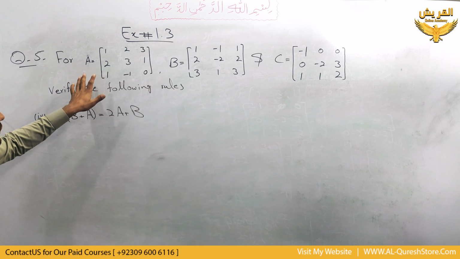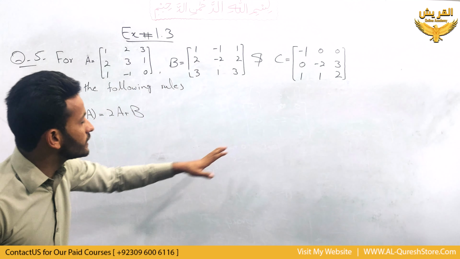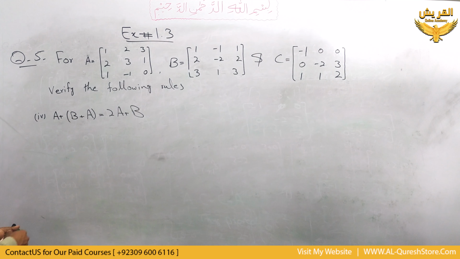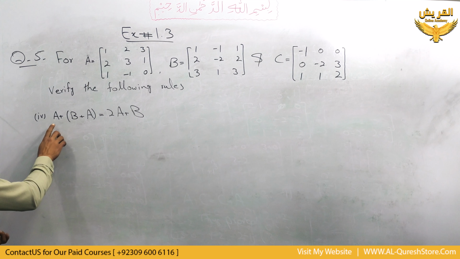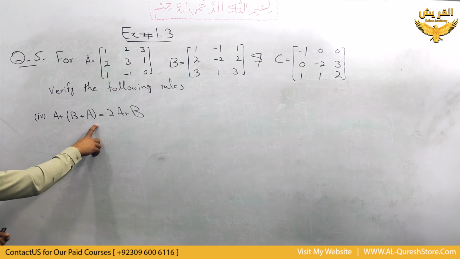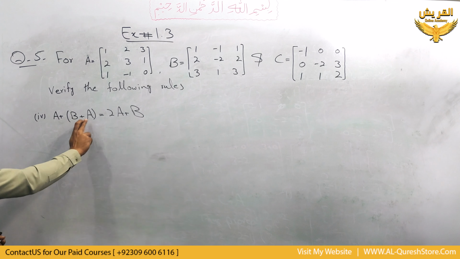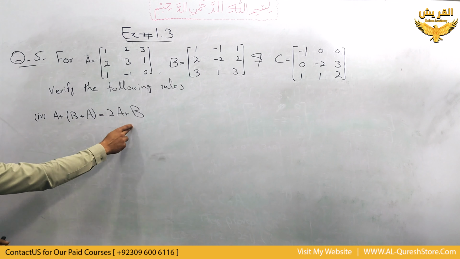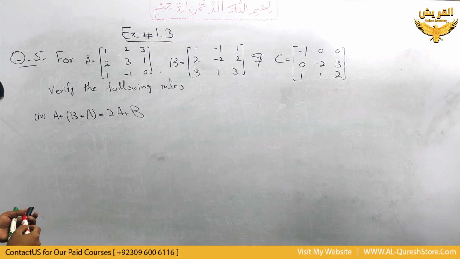It uses A, B and next B, C, as we used to find the first one. We used to prove it. Now we have to prove A plus B plus A, 2 times A and 1 times B, is equal to 2 multiplied by A plus B. So we have to solve it.